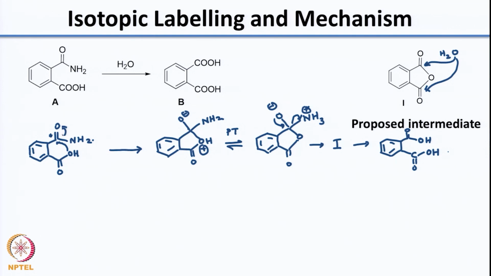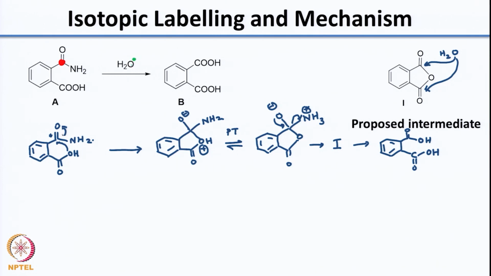Now, to figure out whether this is what is happening, one can always argue that no, the water is probably directly attacking the carbonyl of the amide. So, to distinguish between these two mechanisms, what was done was that the carbon of the amide was labeled and the oxygen of water was labeled. Alright. So, you had these two labels.